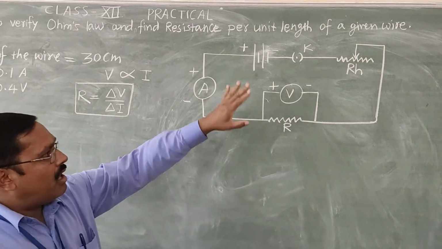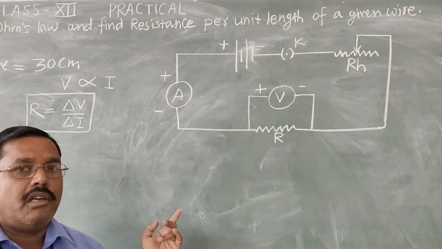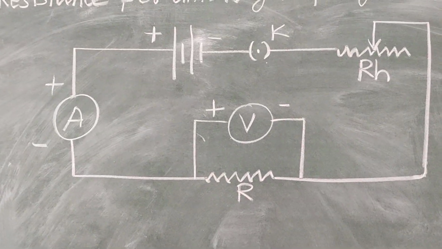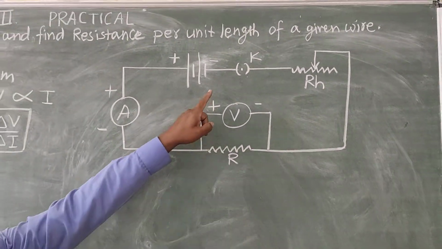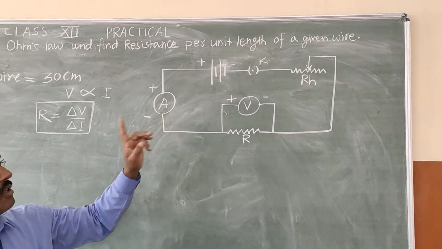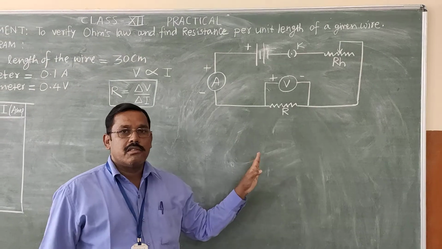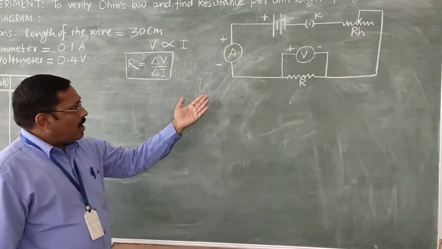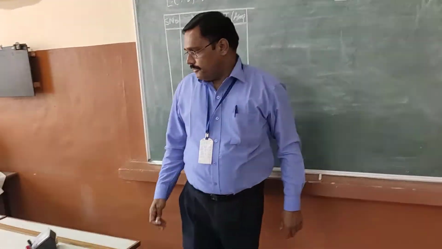So this is the circuit diagram. According to the same, we will connect the circuit and take the readings. The temperature must remain the same. For that purpose we will switch off the key after every reading, so that the temperature is maintained.